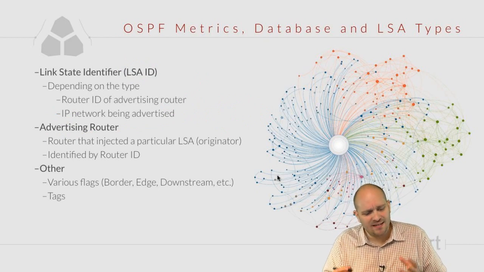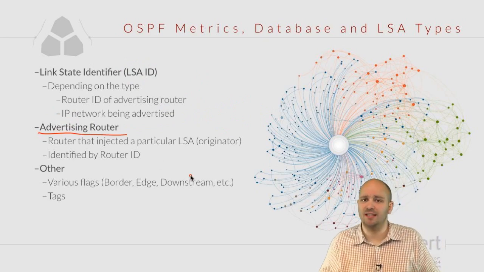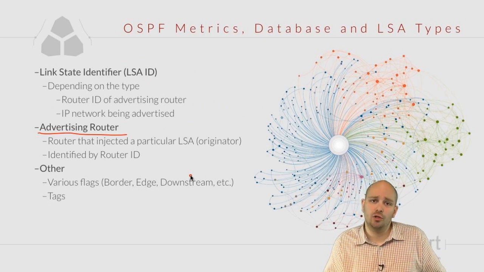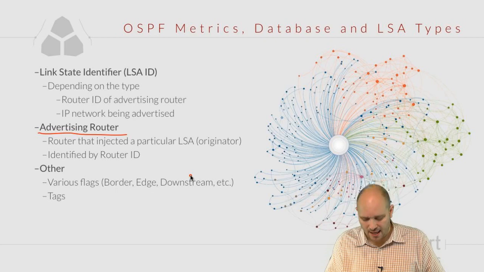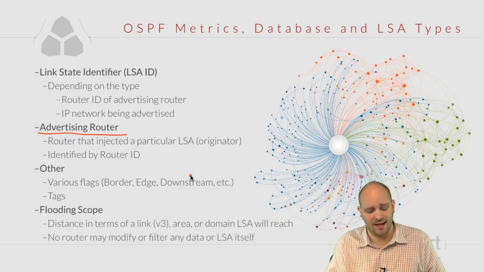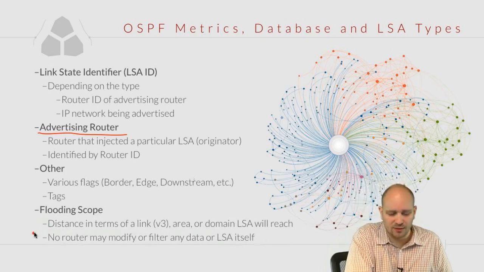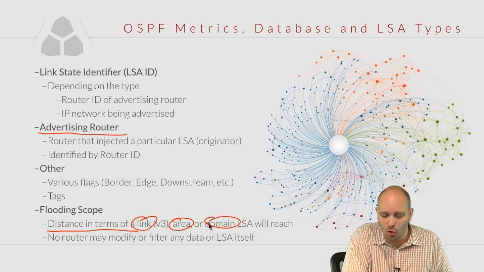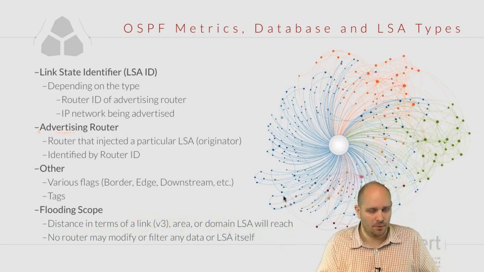So what is the advertising router? The advertising router is the router that injected a particular LSA. This information is going to be kept throughout the flooding scope of the LSA. And flooding scope is a very, very important concept in LSA. I'm going to read what it says here: flooding scope is the distance, in terms of a link, area, or domain, that the LSA will reach.